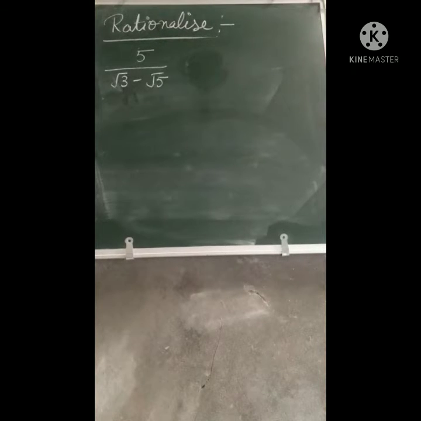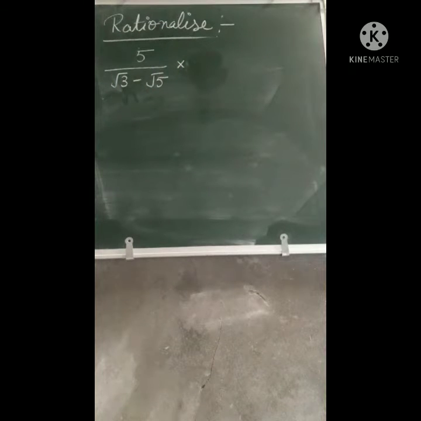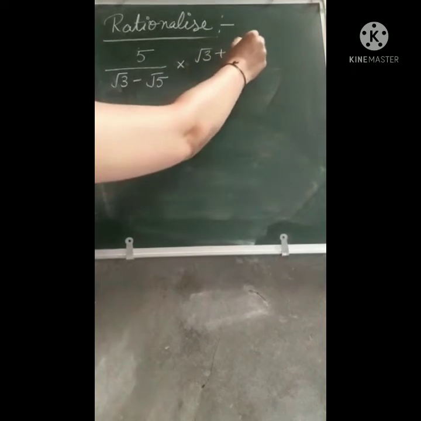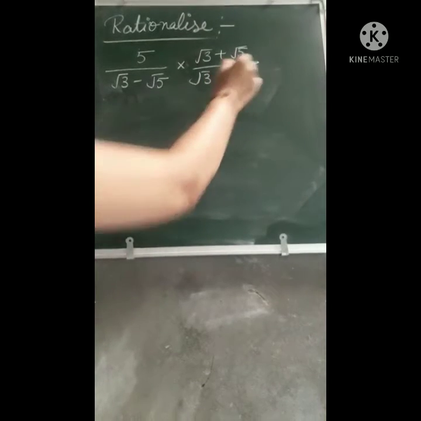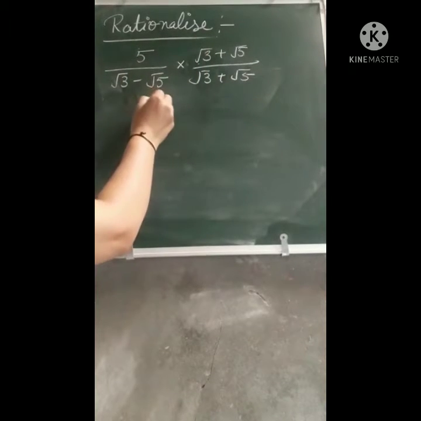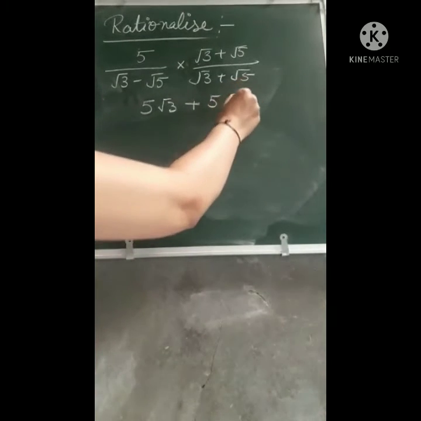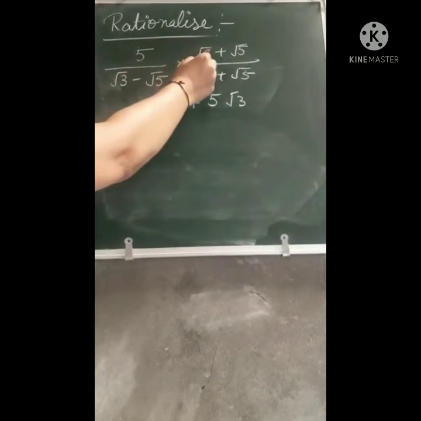One more example we are taking: 5 over under root 3 minus under root 5. As I already told you, we have to multiply with the same number but a different sign. It means here under root 3 plus under root 5, and under root 3 plus under root 5. Now this 5 is going to multiply with both, so it's going to be 5 root 3 plus 5 root 5. Be careful whenever you multiply rational and irrational, meaning this one is without root and this one is a root.